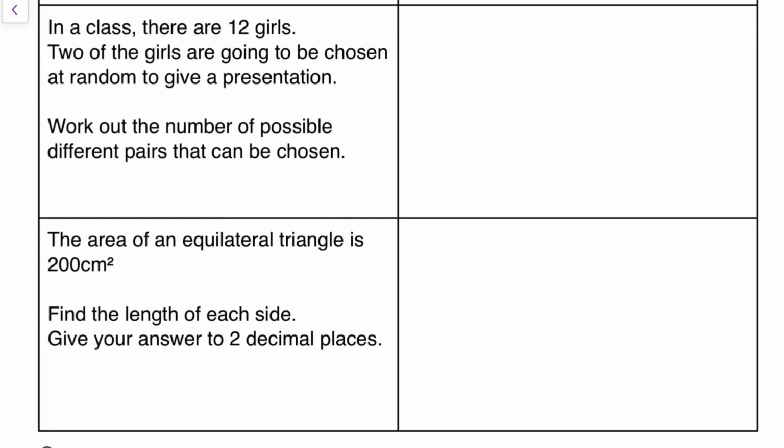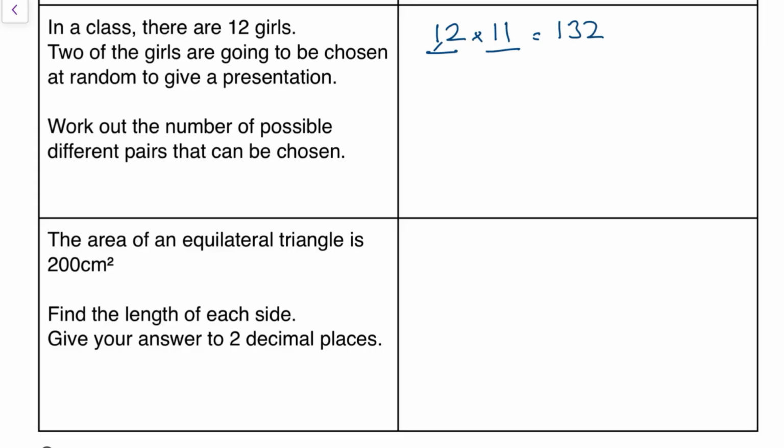Next question. Right, in a class, there are 12 girls. 2 of the girls are going to be chosen to give a presentation. Work out the number of pairs. Now, we saw a question like this very recently, didn't we? There are 12 girls. I've got to pick a pair of girls. So there's a choice of 12 for the first one and 11 for the second. So that means it's 132.